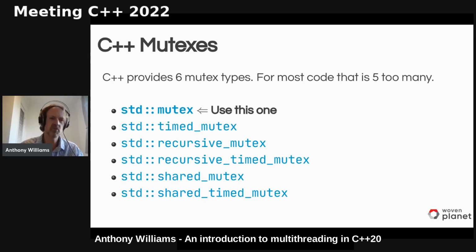There are variations: recursive, shared, timed, whatever. You don't need those. 999 times out of 1,000, maybe more often, you don't need those. std::mutex is the one. Always use it.